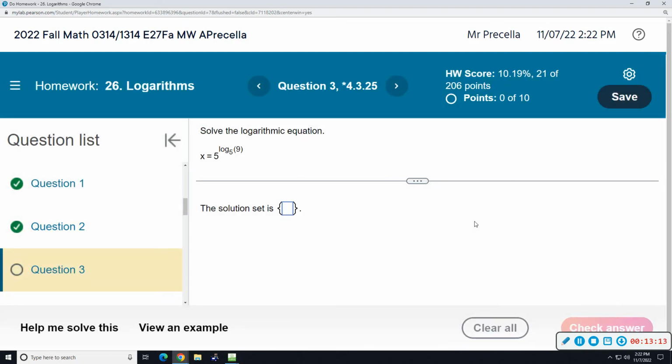Okay, problem number 3. x equals 5 raised to the log base 5 of 9. This is one of those problems where there's really no work to do. Sometimes in order to get answers, like if you're doing the quadratic formula, you write the problem, then scribble, you finally come up with the answer. This isn't one of those.